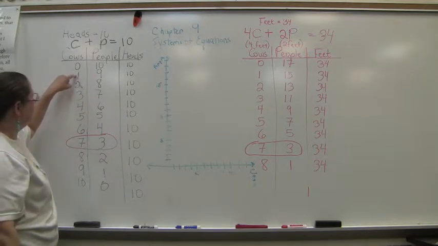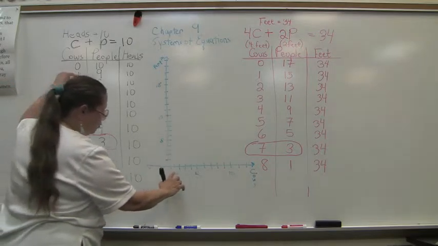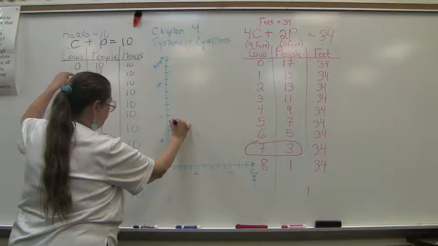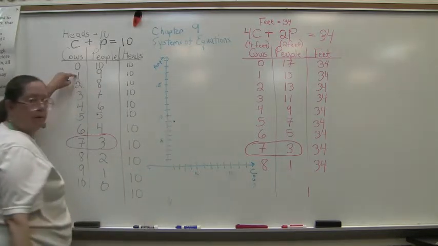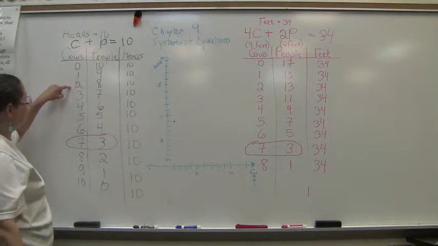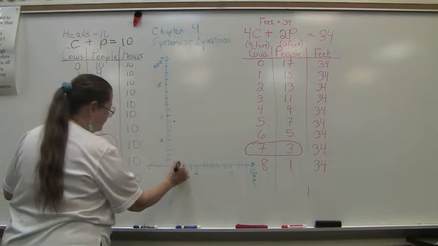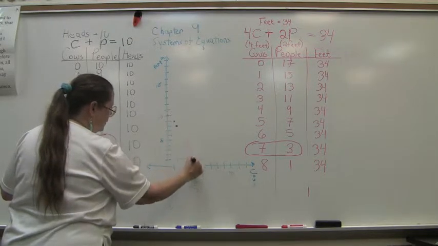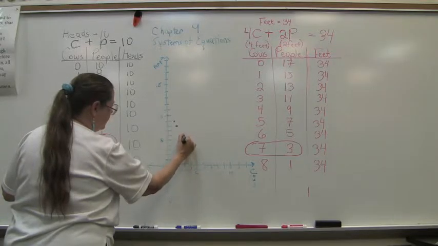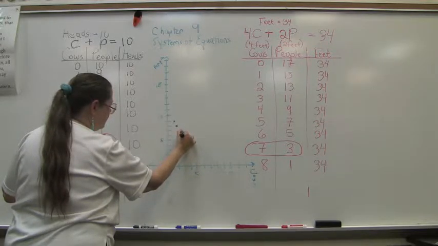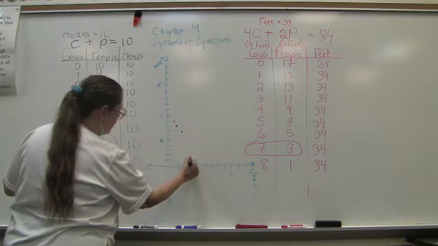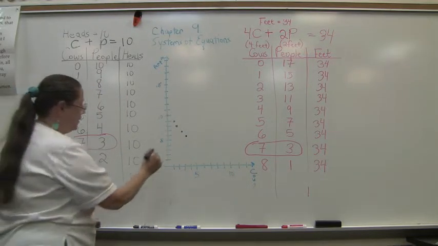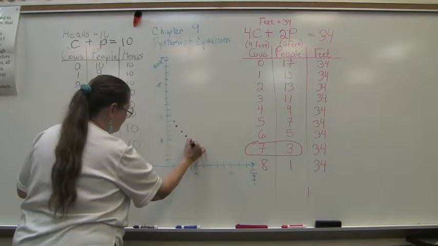I might have 1 cow and 9 people. 1 cow would be here. 9 people right there. Okay? 2 cows and 8 people. There's 2 cows. 8 people. 3 cows. 7 people. 4 cows. 6 people. 5 cows and 5 people.